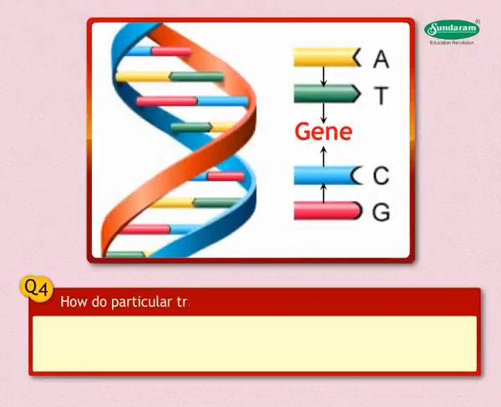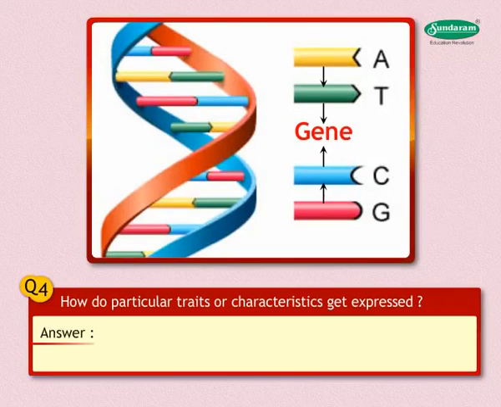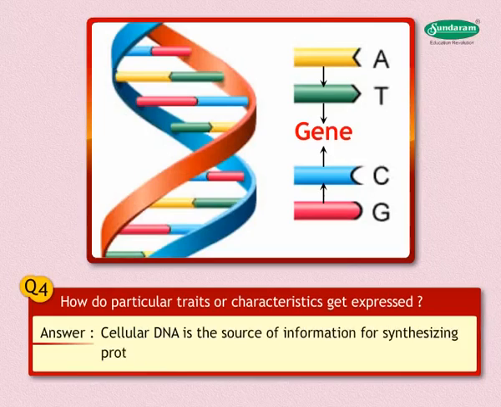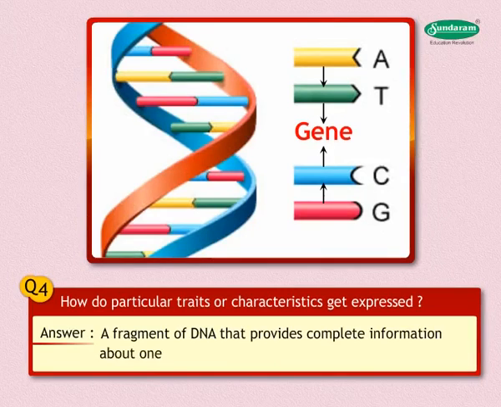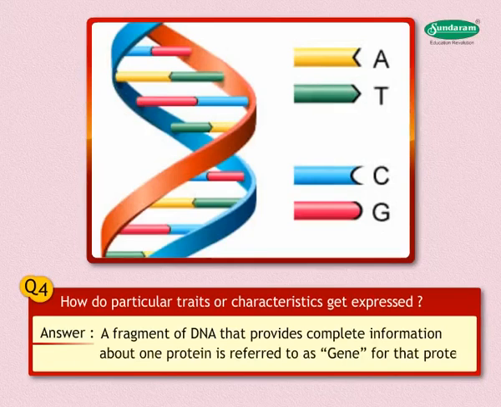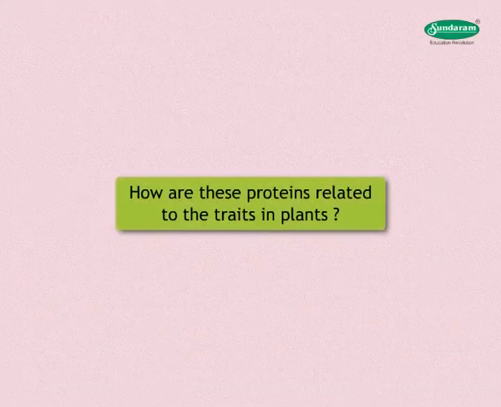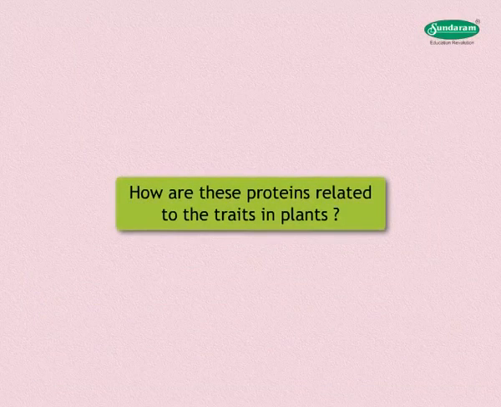How do particular traits or characteristics get expressed? Let us find out the mechanism of heredity. How does it function? We are all aware of the fact that cellular DNA is the source of information for synthesizing proteins in the cell. A fragment of DNA that provides complete information about one protein is referred to as the gene for that protein. How are these proteins related to the traits in plants?